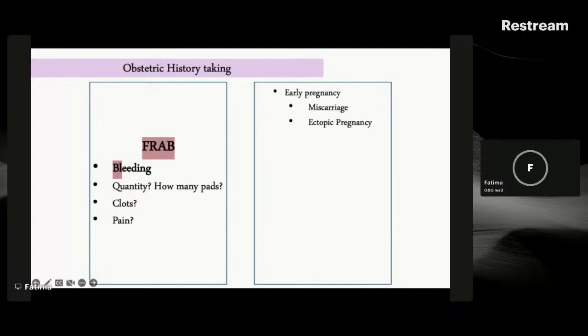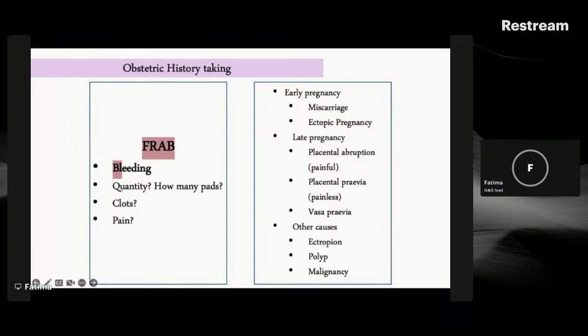In early pregnancy, if there's bleeding, we're thinking, again, miscarriage, ectopic pregnancy. If it's in late pregnancy, then we're thinking, is it a placental abruption? If it is, then it would also be painful. Is it placenta previa? That would be painless. Is it vasa previa, which is a rare but critical pregnancy complication where fetal blood vessels cross the cervix and are unprotected by the placenta or the umbilical cord? And then other causes could be, is it an ectropion, is it a polyp, or is it malignancy?